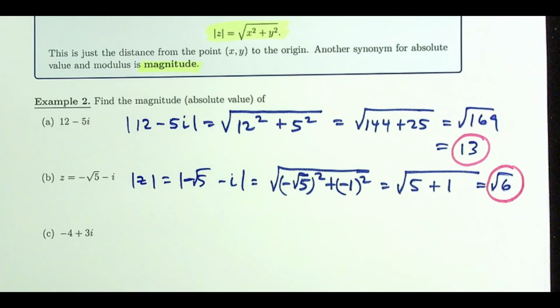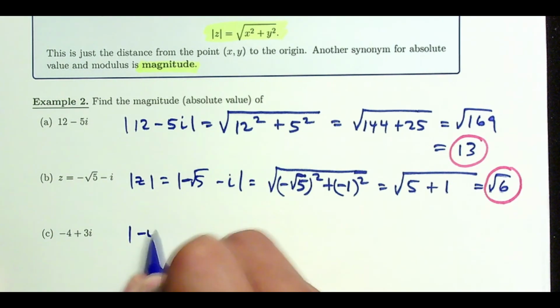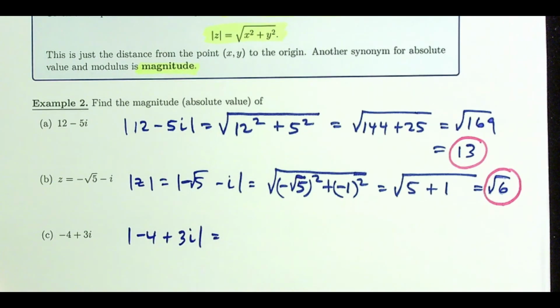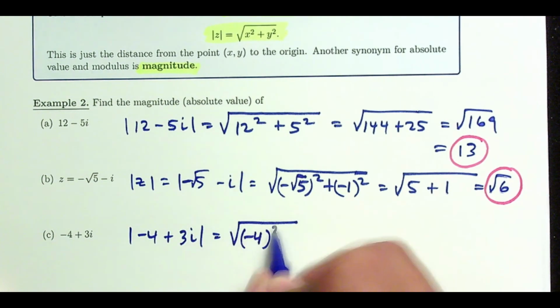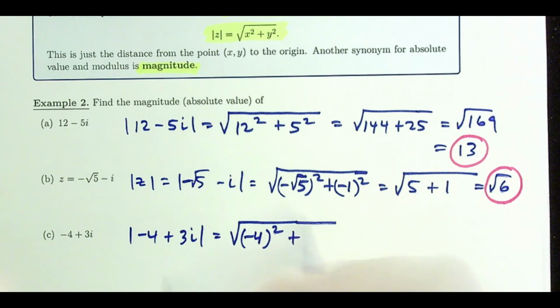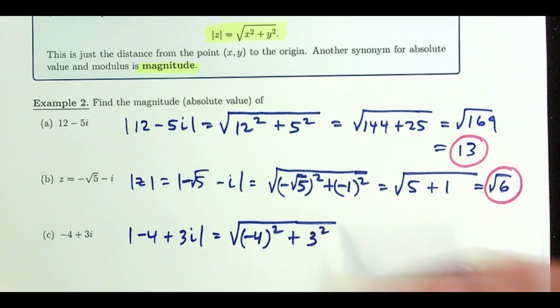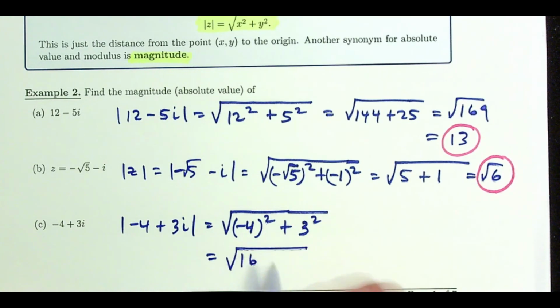All right, and the last one is, what is the absolute value or magnitude or modulus of negative 4 plus 3i? Well, this is the square root of negative 4, which is the real part, squared, plus the imaginary part, which is just the 3, not the i, just the 3, the coefficient, squared. And simplifying this, this is the square root of 16 plus 9, which is the square root of 25, which is 5.